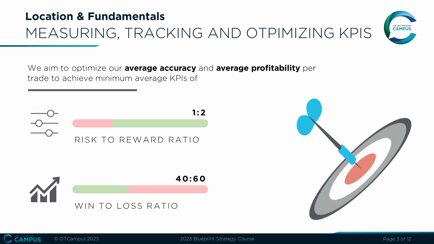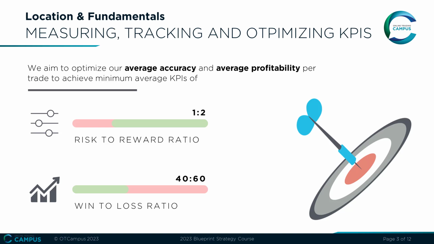All the steps that I will ever introduce to you have a meaning. Okay, we don't just do something just for it to be done. We undergo certain steps of the process always aiming at something. We'll either aim to optimize our average accuracy, or we'll aim to optimize our average profitability. These are objectively measurable KPIs. The KPIs would be risk to reward and win to loss ratios.